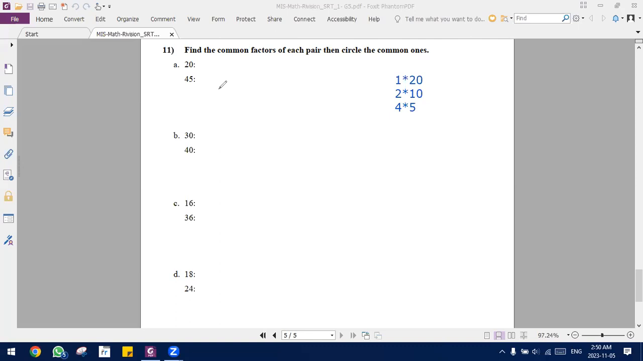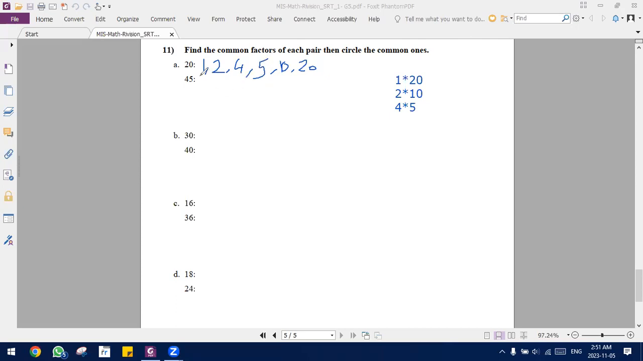Now, we write it normally in class. We write it in this way. So we start with 1. 1 times 20 is 20. Then we put a comma. Then can I divide by 2? Yes. It's 2 times 10. Can I divide by 3? No. Can I divide by 4? Yes. It's 4, comma, 5.